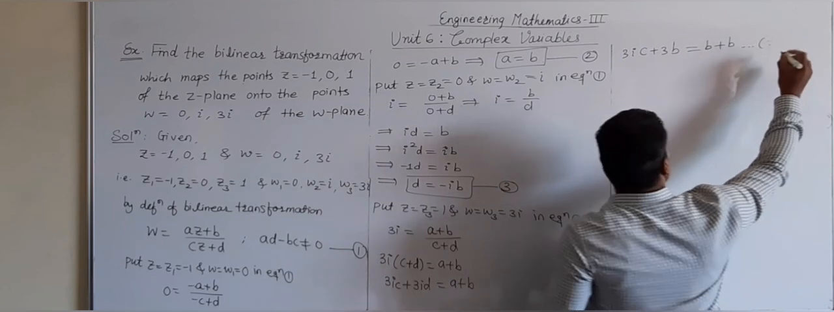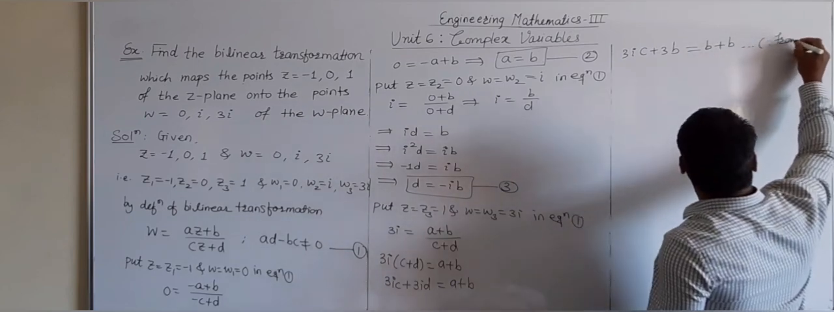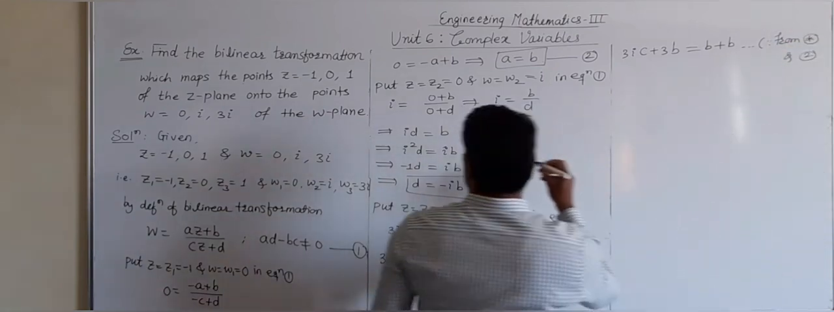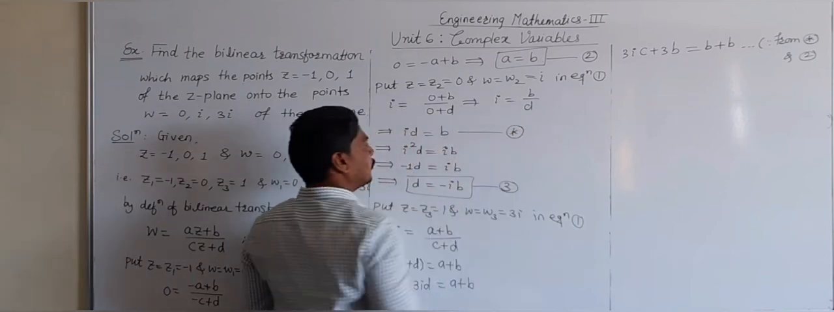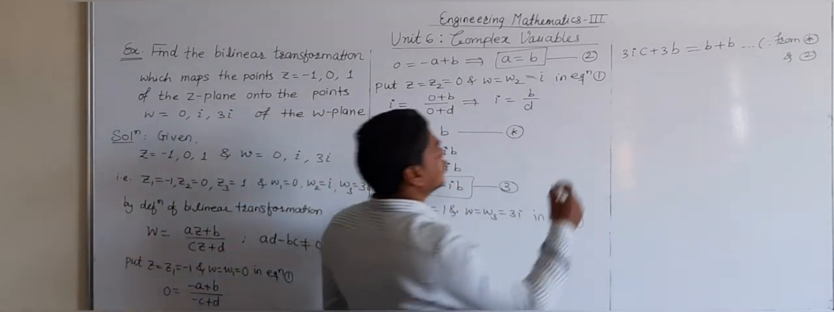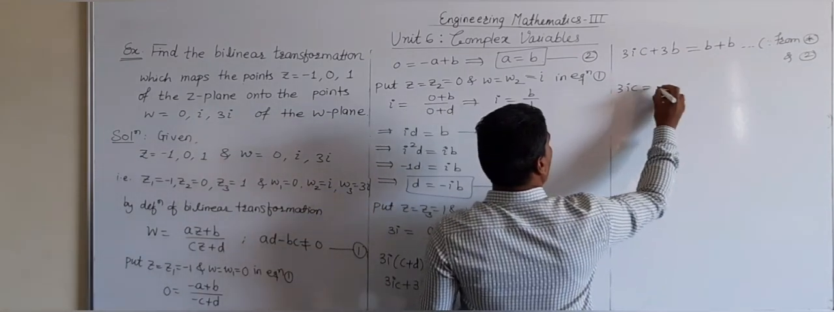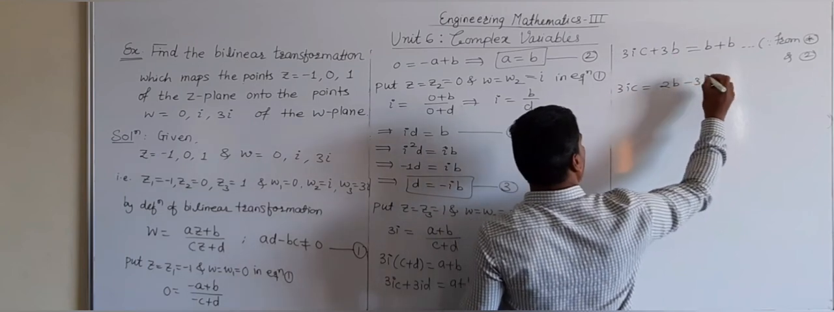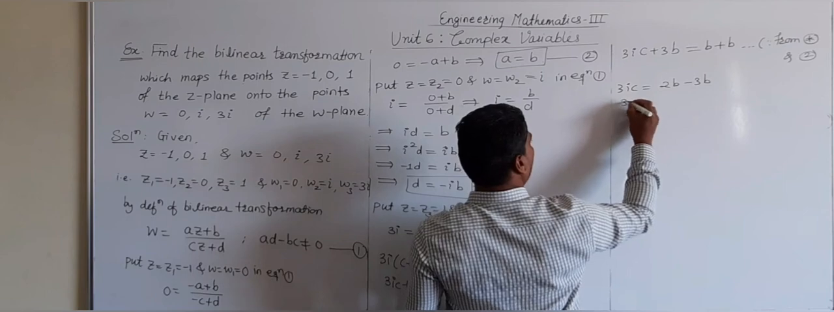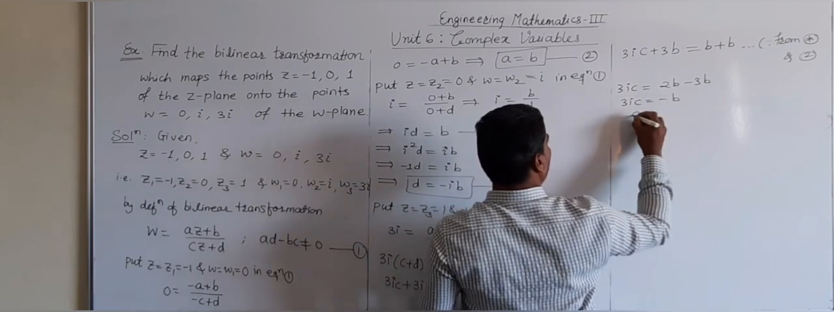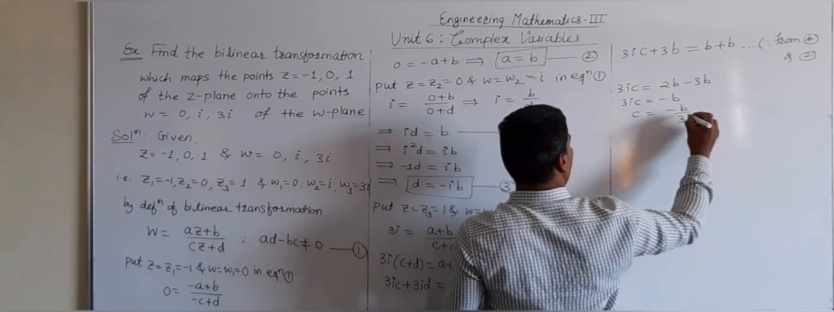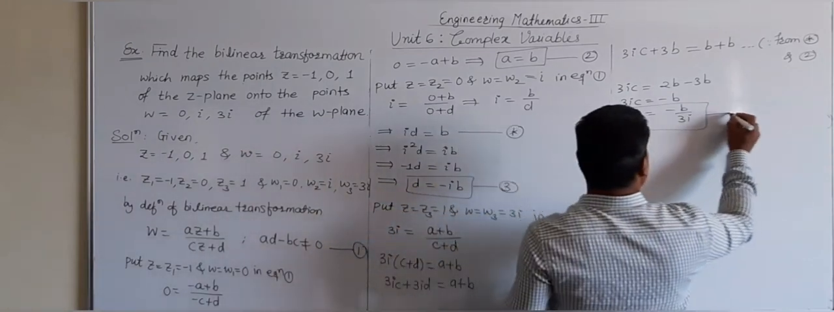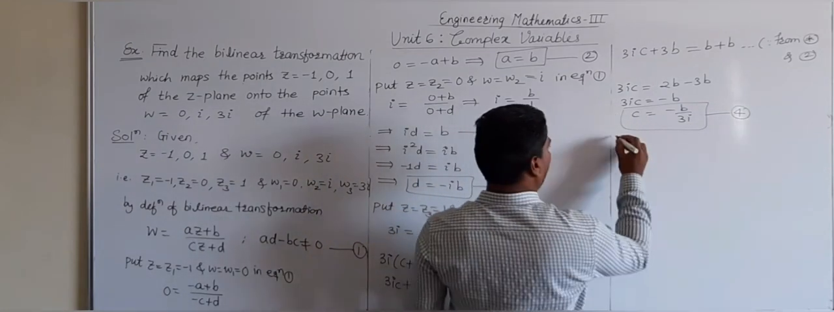From star and equation 2, I have used this equation, so this becomes equation star. In that way we get 3iC is equal to B plus B, 2B, and shift this plus 3B toward the left side, on the right side we get minus 3B. So 3iC is equal to minus B. So C is equal to minus B divided by 3i. In that way we get C also in terms of B, and this is our equation number 4.